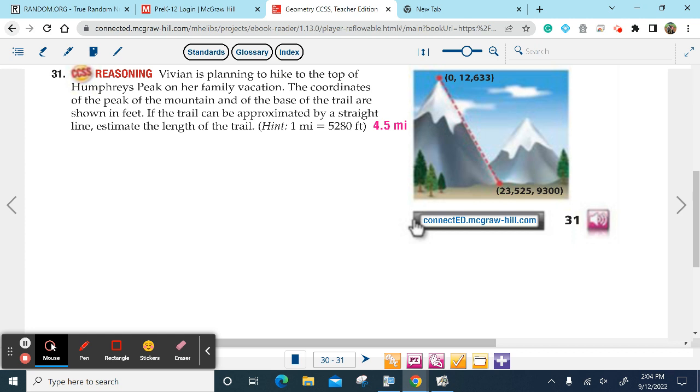And I ask you to leave your answer in what? Not in that one. Miles, right? Miles. Hey, there's your hint, because this is all in feet right now. There's the miles conversion for you. So leave your answer in miles. Good? Okay. We'll get back to it tomorrow.